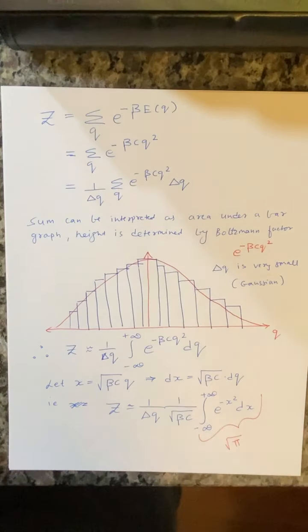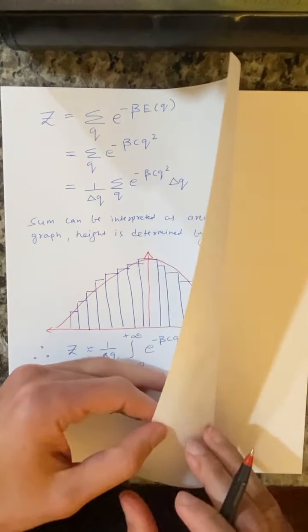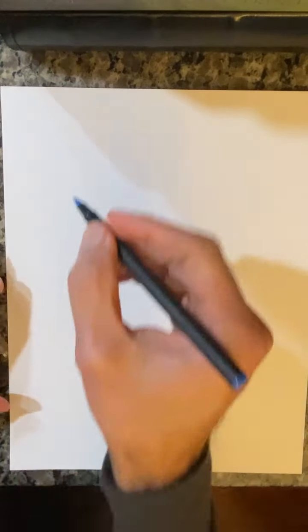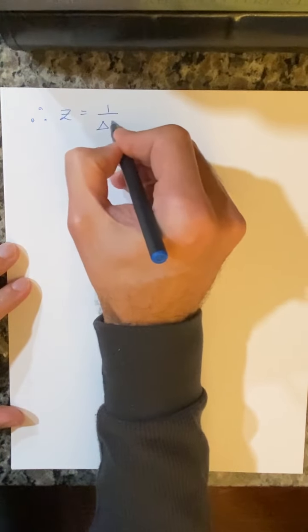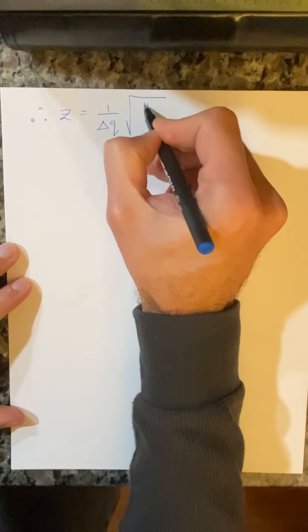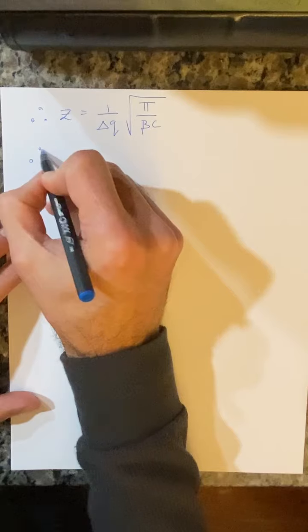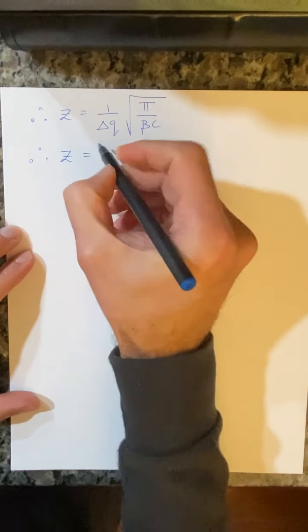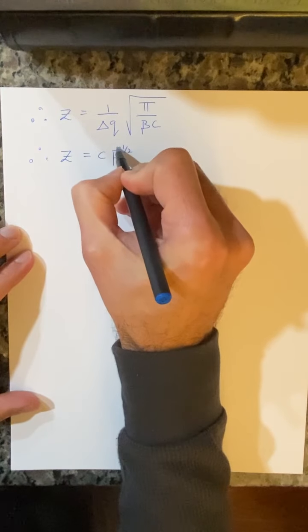At this point, I would say let's move on. You will see at least in the class one more integral like this, which I will try to solve, at least in the notes. Once we do that, let's solve it further. Therefore, the partition function now can be given as 1 over delta Q times the root of pi over beta C, because I took the value for pi from that, right? Therefore, solving further, Z is equal to C beta raised to minus 1/2.